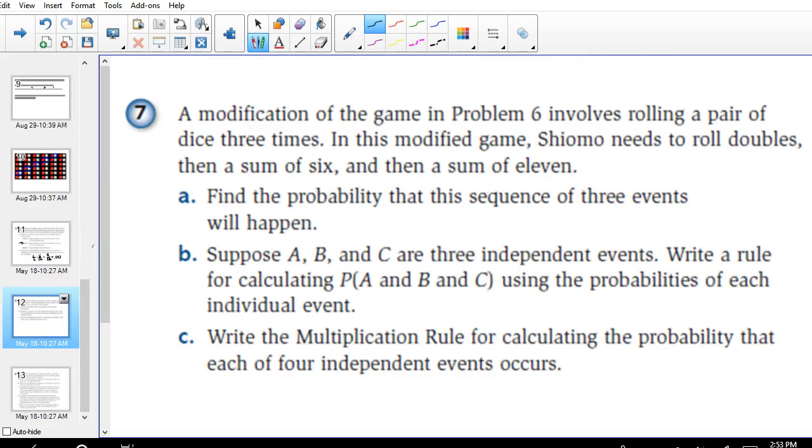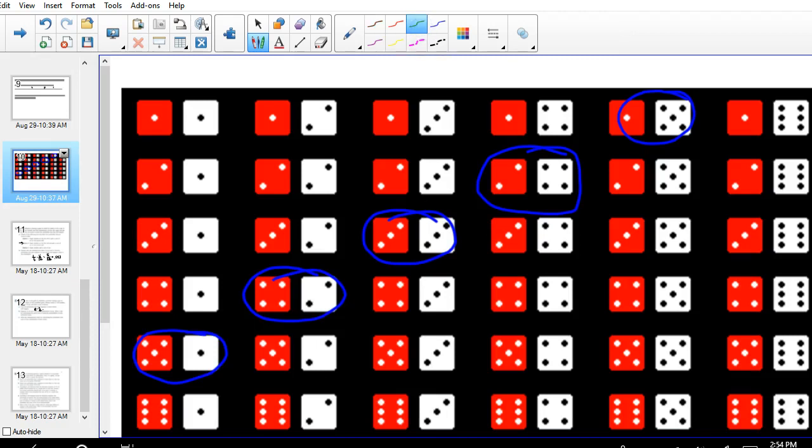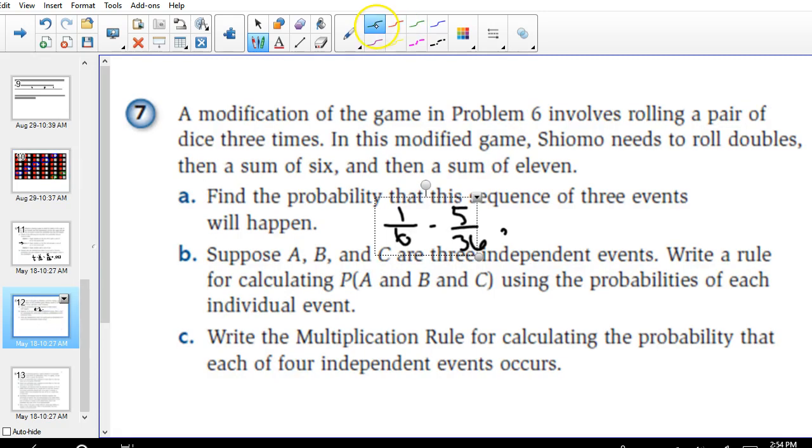Okay. All right. For 7, we're going to modify this game. This time, Shiomo needs to roll doubles, then a sum of 6, and then a sum of 11. We're going to find the probability that this sequence of 3 events happens. In this case, we already said the probability of doubles is 1 out of 6, and the probability of a sum of 6 is 5 out of 36. And then we are going to add that you have to get a sum of 11. There are only 2 ways to get a sum of 11. You can either get 5 and 6 or 6 and 5. So the probability of getting a sum of 11 is 2 out of 36, or we could reduce that to 1 out of 18.